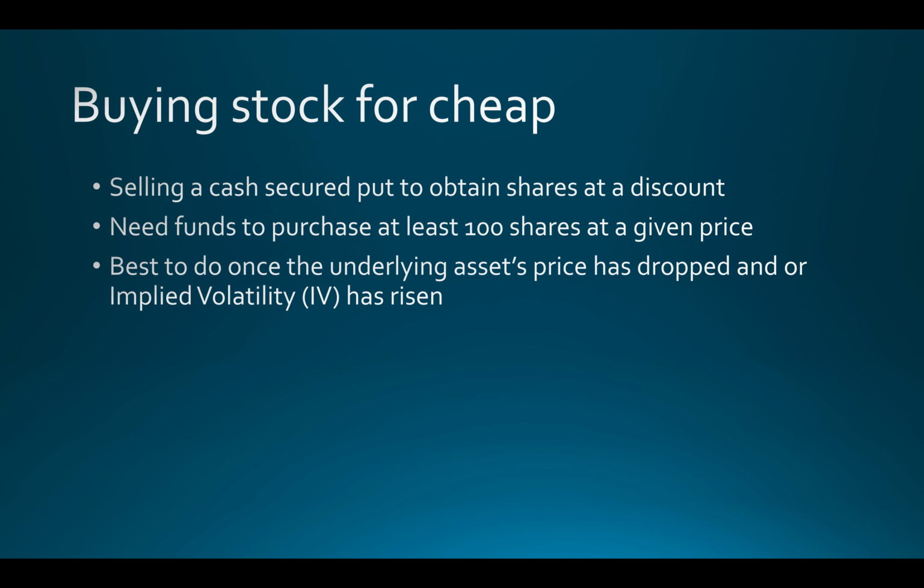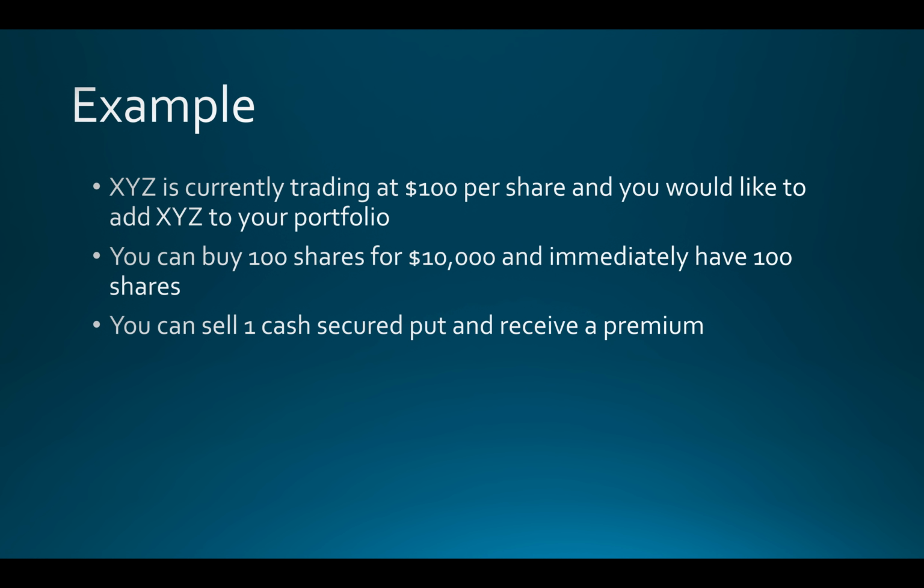So if you sell a cash secured put, this can allow you to obtain shares at a discount. And the negatives are that you obviously do need the funds to buy at least 100 shares. And it is best to do this once the underlying asset's price has dropped and or implied volatility has risen. So now I'll give you an example.